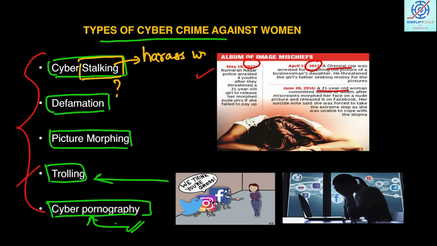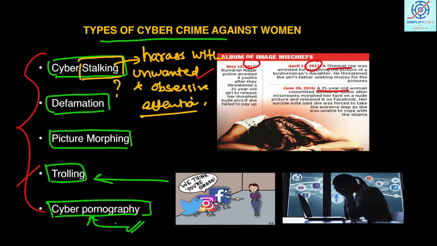When harassment is done with unwanted and obsessive attention being given, this is called stalking. So a girl is not desiring it, a girl is not wanting it, but it is happening. Continuous harassment is there, threatening is there, any kind of threats can be there, some kind of ill words are spoken to her, abusive language has been used. This is basically stalking, and if it is done in the digital world, cyber world, then it is cyber stalking.